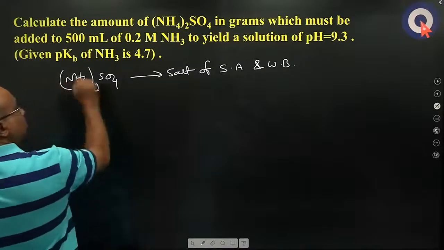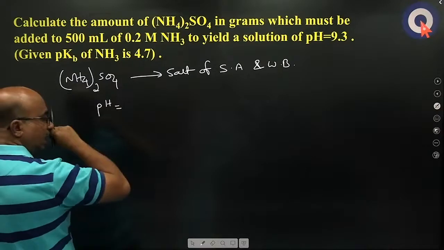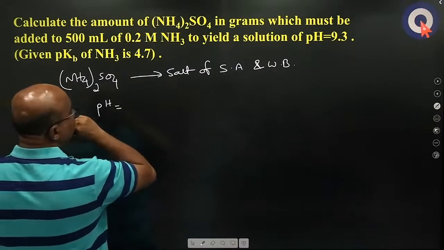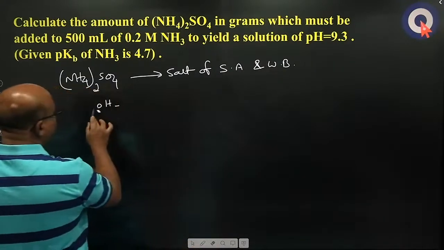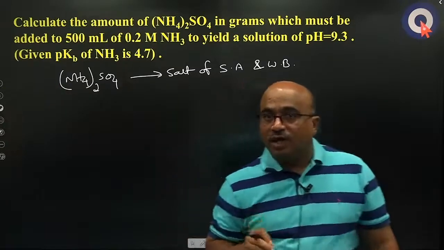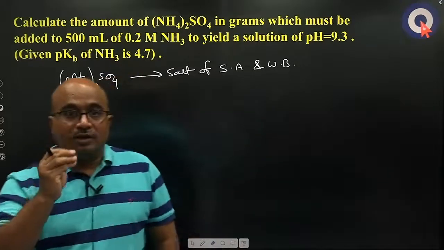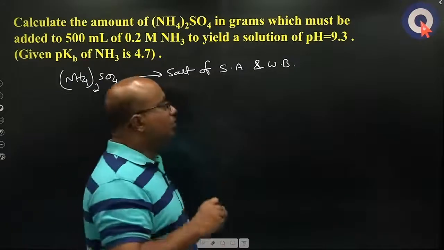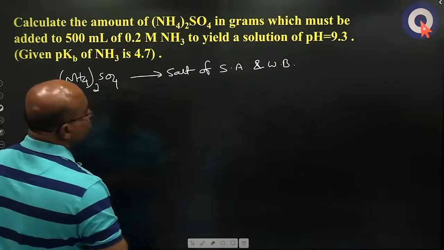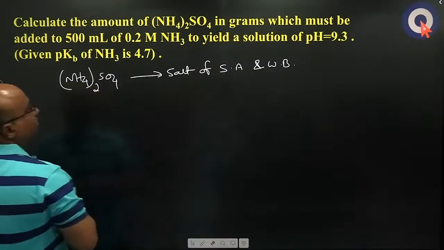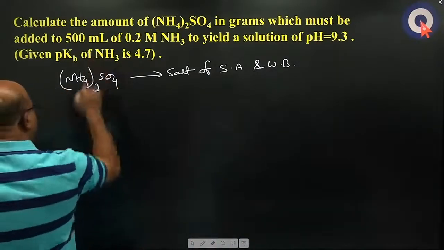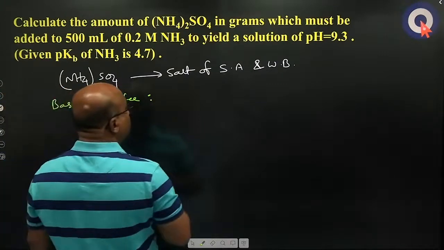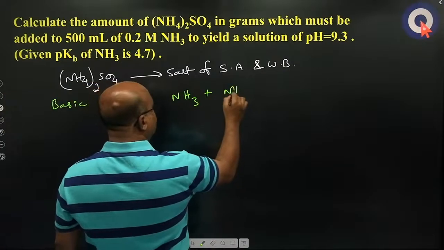So what is the pH expression that we can take? Because it's a strong acid and weak base salt, the pH should be less than 7 if it is only hydrolysis, because it should be acidic. But we got 9.3, which is more than 7, so it is not hydrolysis, meaning it is not completely neutralized. So it may be a buffer situation. You have some ammonia and some ammonium sulfate, because the pH is 9.3. So it is a basic buffer, a buffer of NH3 plus NH4 twice.